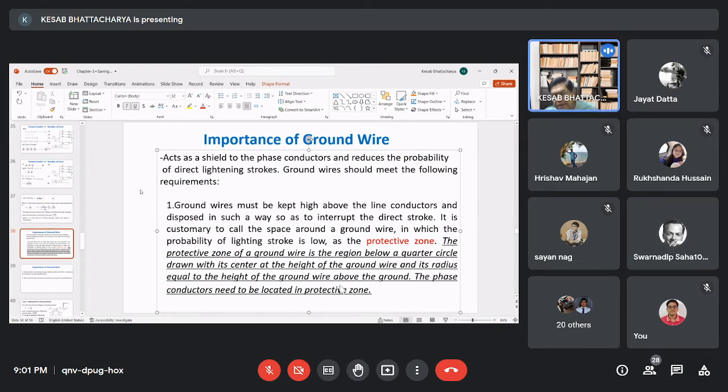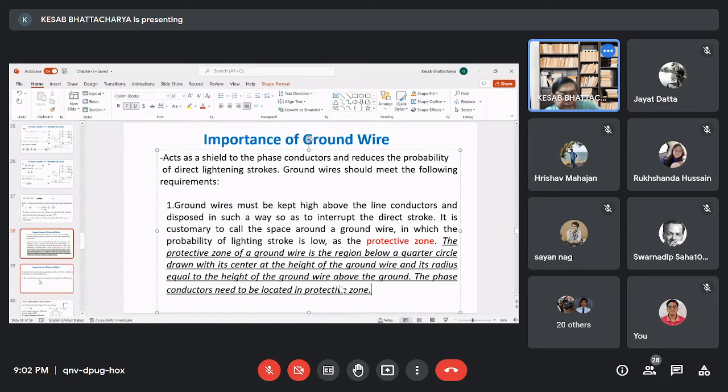Now, the protective zone is defined by a quarter circle. It is a region below a quarter circle. Now, this quarter circle is drawn with its center at the height of the groundwire, and its radius will be equal to the distance between the groundwire and earth. And the phase conductors must be placed within the protective zone. Is that clear now? Yes, sir.